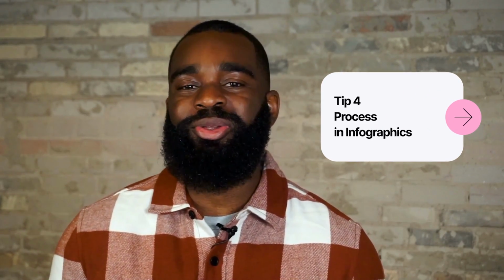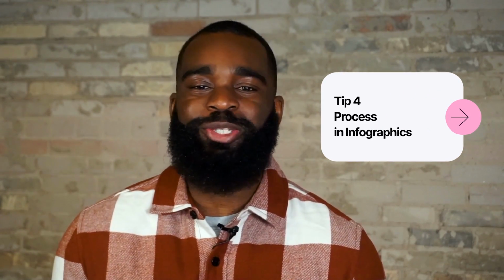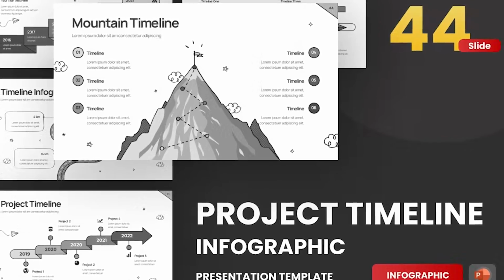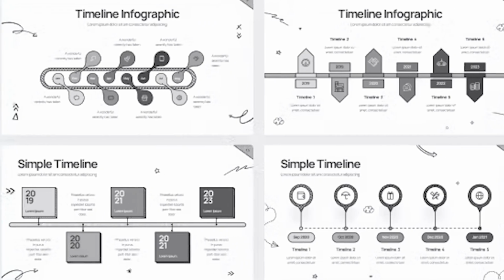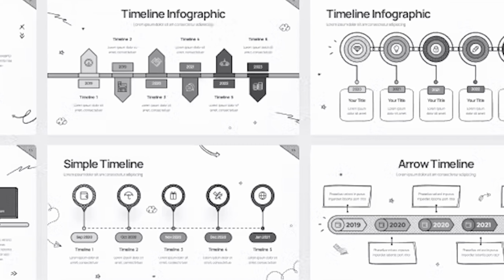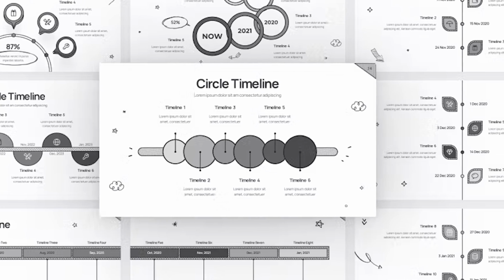In that same vein, you should find more clever ways to show processes. Timelines, project schedules, and more all look great as visuals. And one of the best ones to use are infographics. These are graphics that help visualize your information. Look for infographics like the ones found in this presentation template with mountains, arrows, and more. It has a number of different timelines that will help you tell a story in PowerPoint.